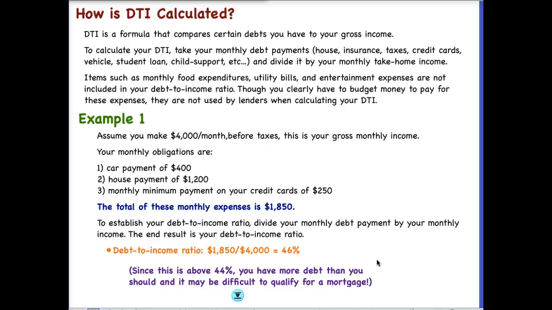Specifically, any debt to income ratio that's 44% or higher is going to make it difficult for you to qualify for a mortgage. Because remember what they're thinking: you do have these other expenses in your life. So 44% is the cutoff. Let's look at one more example.